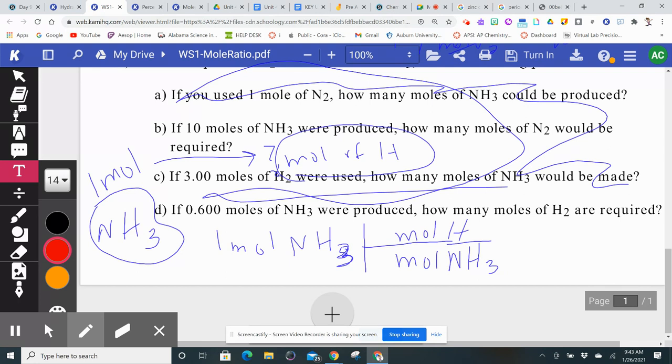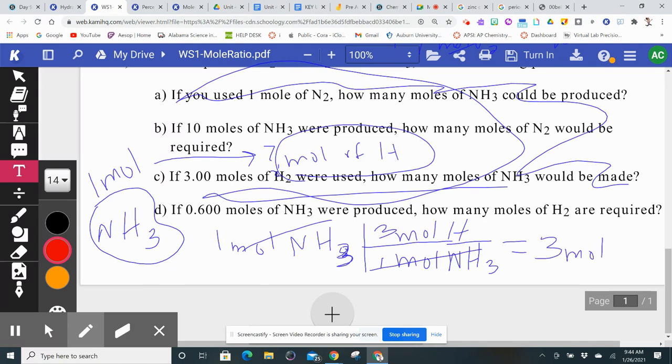So I set up my railroad tracks and I look at my formula. For every one of these, how many H's are there? How many H's are in NH3? 3. Exactly. Just because I call it a mole doesn't change anything. For every 1 NH3, I have 3 hydrogens. For every 1 mole of NH3, I have 3 moles of hydrogen. So how many moles of hydrogen are in NH3? 3. 1 times 3 is 3. Divided by 1 is 3.